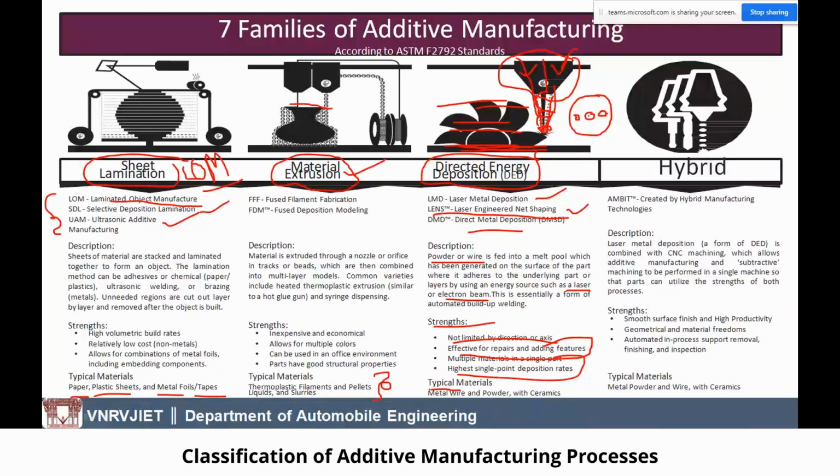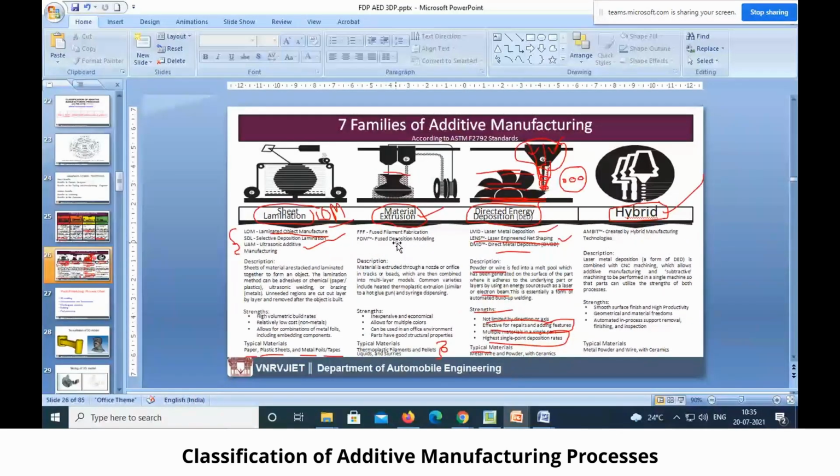And now the last process you can see here, hybrid manufacturing process. What do you mean by hybrid manufacturing process? Can anybody guess? Yes. Sir, a combination of two or more processes. Exactly right.